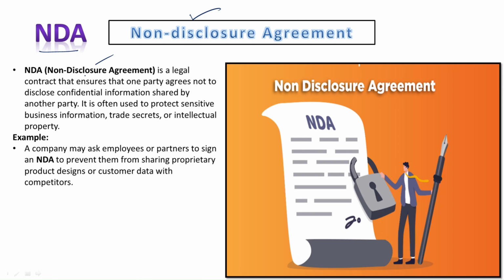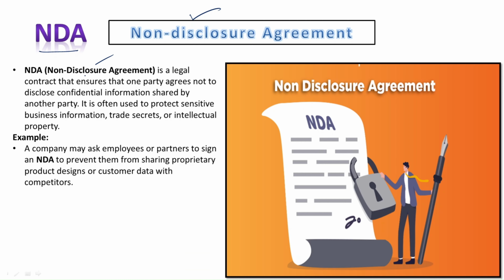NFC, that is near field communication. So NFC is a set of communication protocols that enables short-range wireless communication between devices, typically within a distance of 4 inches, that is 10 centimeters. It is commonly used for contactless payments, data sharing, and pairing devices. For example, NFC is used in contactless credit card payments where you simply tap your card or phone near a point of sale terminal to complete a transaction.